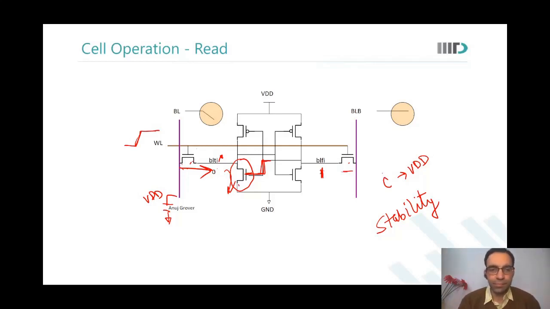BLTI means? Doesn't mean anything. It's just a name. T could represent true node and I could represent internal. So true and false. I could have called it Q and Q bar. I could have called it anything. Don't worry. नाम है बस.